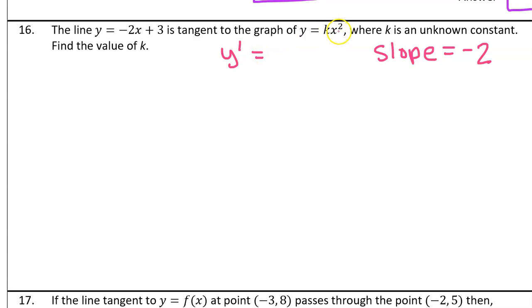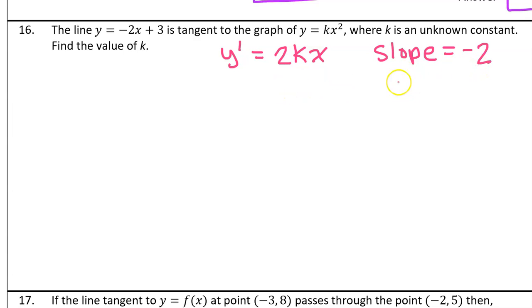Y prime, we're doing the power rule. So the 2 is going to come in the front, and we're going to have 2kx, because we reduced the power by 1. So this is the slope of the curve at any x value. But we already know that the slope should equal -2.